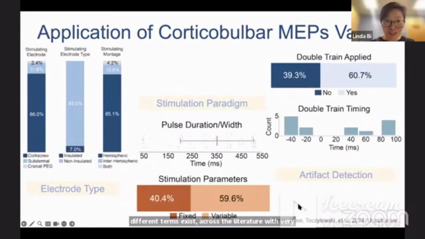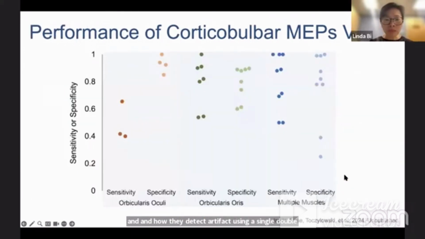The methodology of applying cortically evoked motor evoked potentials also varies. Whether folks use subdermal electrodes versus pegs, insulated versus non-insulated, hemispheric stimulation montages versus interhemispheric, and then the type of stimulation parameters and how they detect artifact using a single or double train or not. It really is all over the map. That probably in part corresponds to the varying performance that we see across the literature and across different centers.